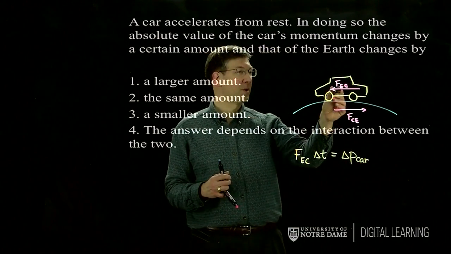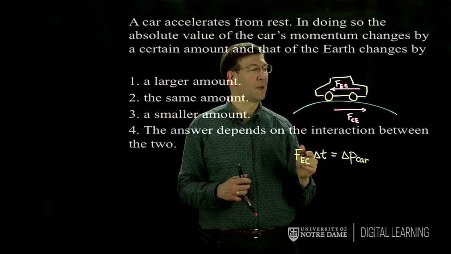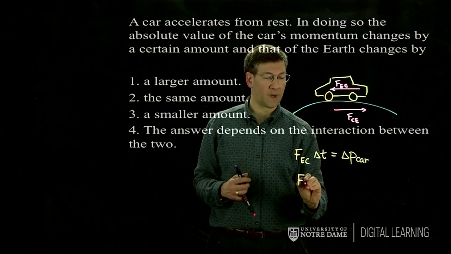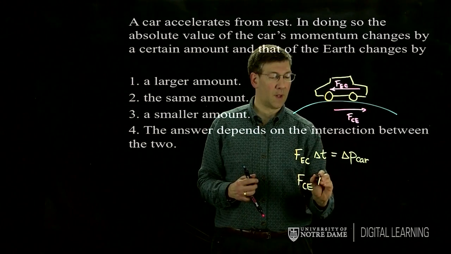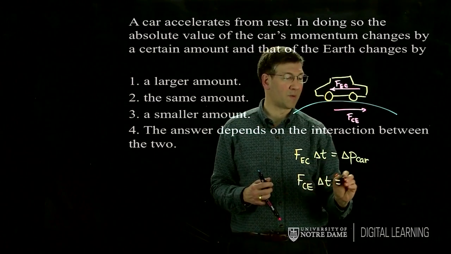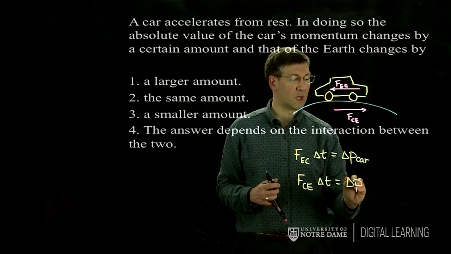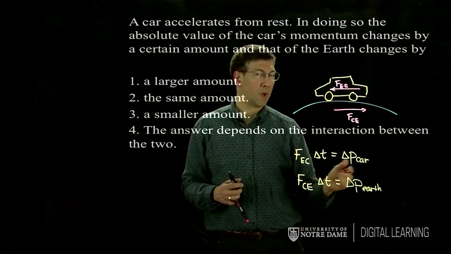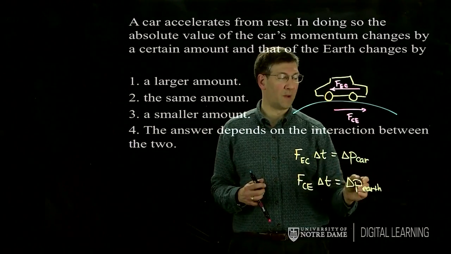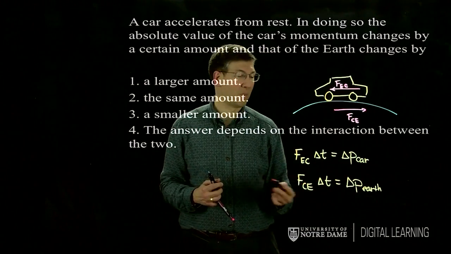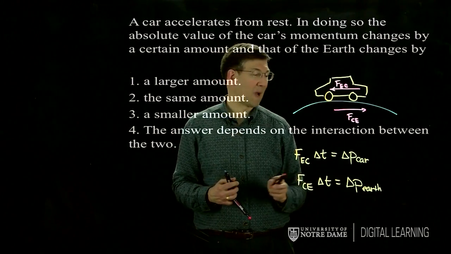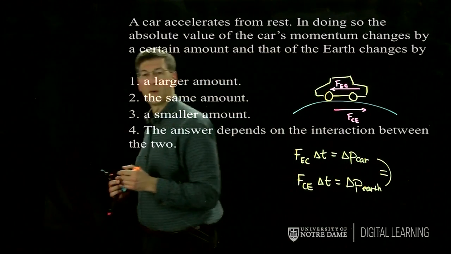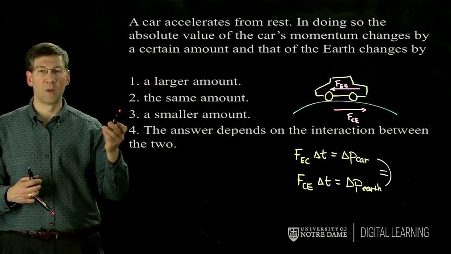But we know that the force of the Earth on the car and the force of the car on the Earth are equal and opposite. So we know that the force of the car on the Earth, which is going to act for exactly the same amount of time, is going to give us the change in momentum of the Earth. And so the change in momentum of the car and the Earth is exactly the same, because these two forces have the same magnitude. So these two things are equal. And so that's going to give our correct answer as number 2.